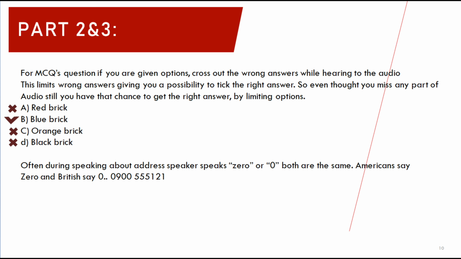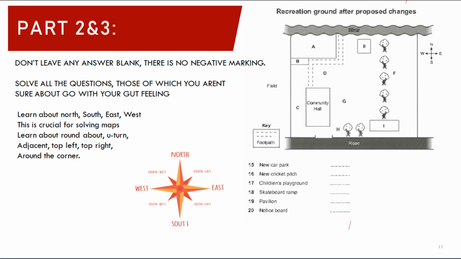While listening to the audio, the speaker might be a British or he might be an American. So they have a different way of saying the digits. For instance, Americans say 0 and British say O. So when they are about to speak a number, they might say 0900 555 121. Always remember, don't leave any answers blank. Since there is no negative marking, might as well solve all the questions.